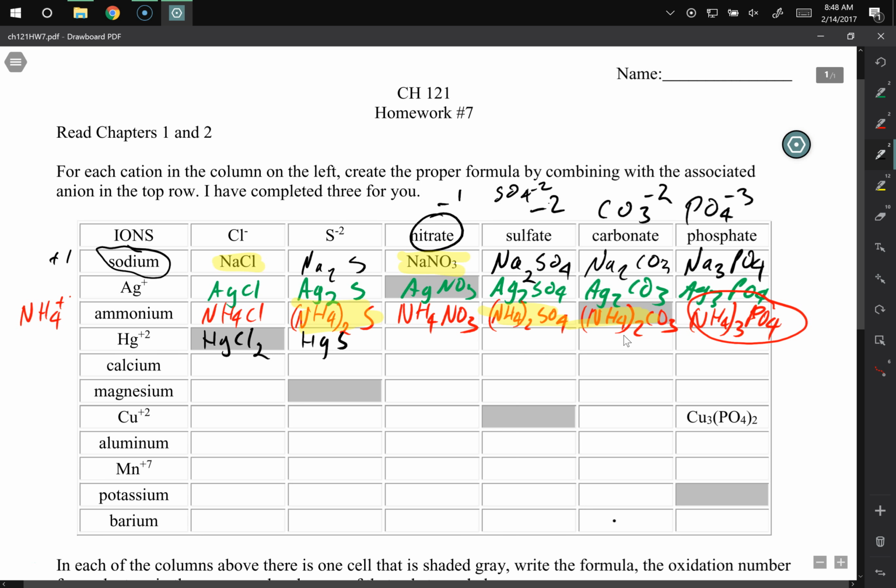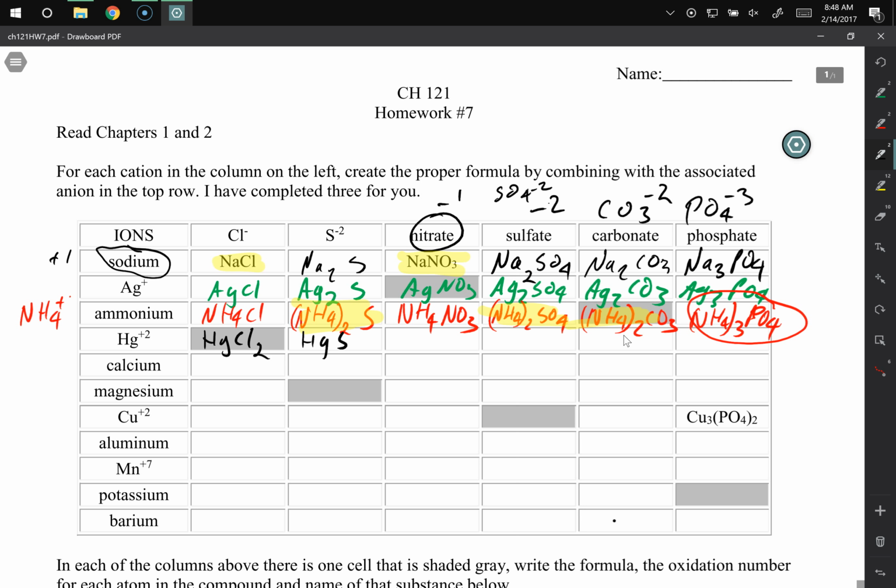HgS. And what's the name for this one? Mercury 2 sulfide. Yeah? So wait, is mercury 1 really mercury 2? Or what was the special case? Mercury 1 has 2 mercuries with it. So there's Hg2 with a subscript 2, and then the charge is +2 because each of them has a +1 charge on it. And this is not that special case.